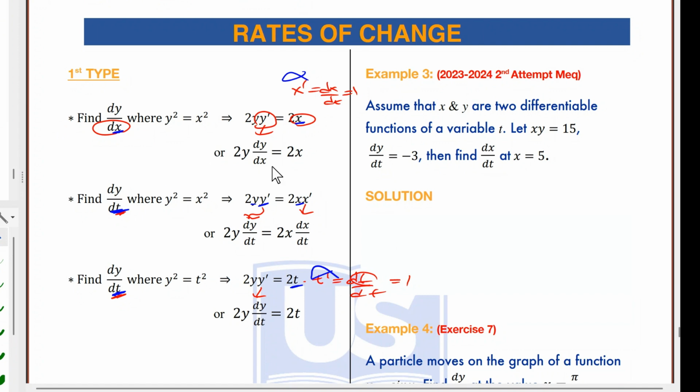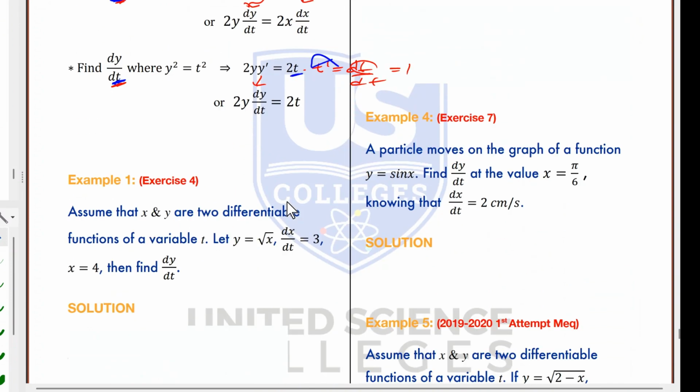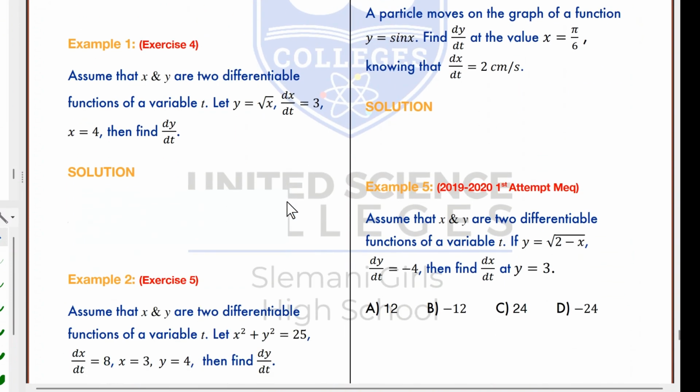So when you know this idea, you can solve every type of question. All questions are based on knowing this information. Let's start solving questions. First question, exercise 4 in the book.